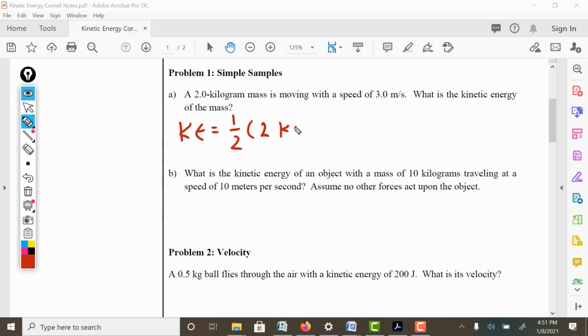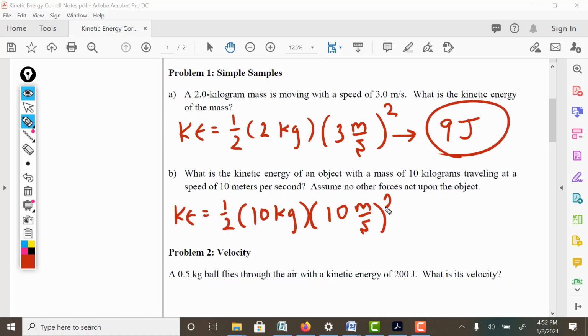We have a mass of 2 kilograms and a velocity of 3 meters per second. A lot of people forget this squared. Make sure you have this squared and only the velocity is being squared. If you were to put this in the calculator, you're going to get 9 joules for this. Don't forget the squared. Again, we put this in the calculator, do it in one shot, get the correct answer. Doing this, you're going to get 500 joules. You would recall that the unit for work was also a joule.